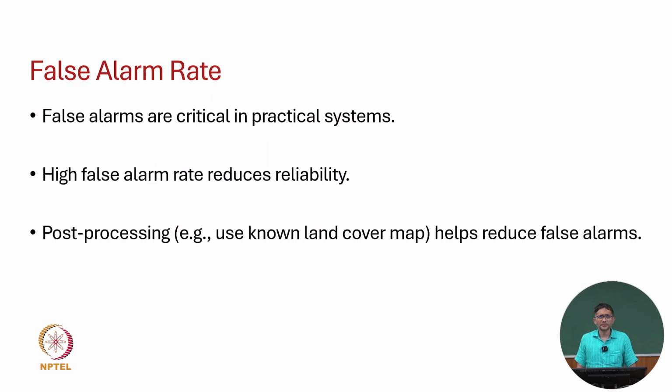The post processing can be as simple as using some known land cover map. Let's say you have the land cover map and you know from it which pixels are covered by water, and the anomaly that we're looking for is not in the water. But let's say water is somehow susceptible to triggering false alarms. So with this known land cover map, you can now remove those water pixels which were detected as anomaly.